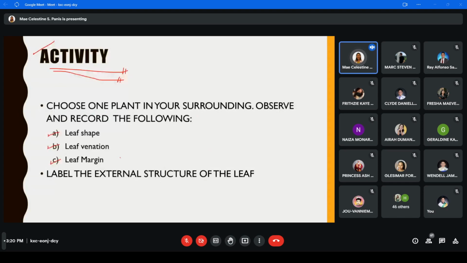And then, label the external structure of the leaf based on what you've learned in our lecture today. Okay? Take a picture of the plant and its leaf, and record its shape, venation, and margin, and label its external structure.